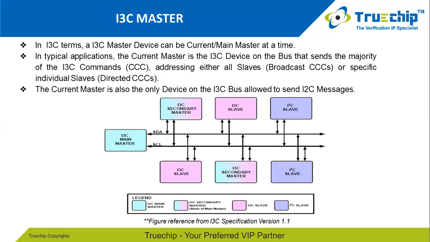Here is the block diagram of I3C. As you can see in this diagram, the color blue indicates the devices with a master role. The color pink indicates the devices with an I3C slave role, and the color purple indicates the devices with an I2C slave role. Also, I3C secondary master devices are shaded from blue to pink, showing their ability to function in both master and slave roles at different times.